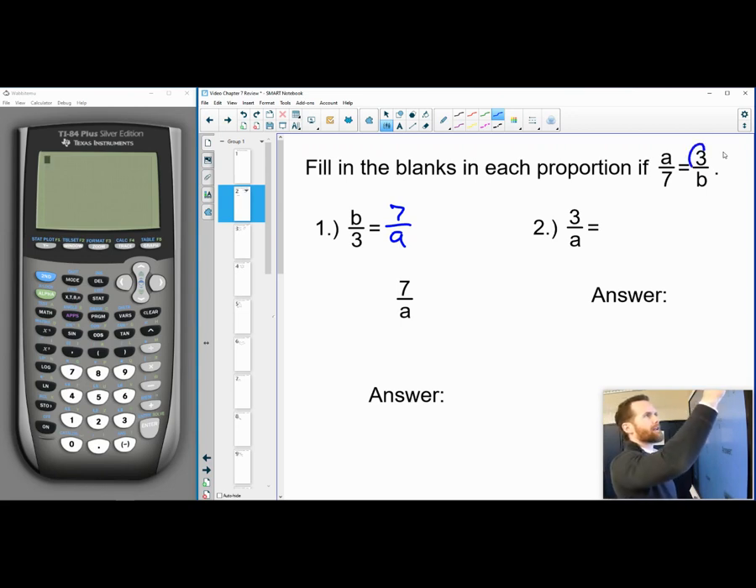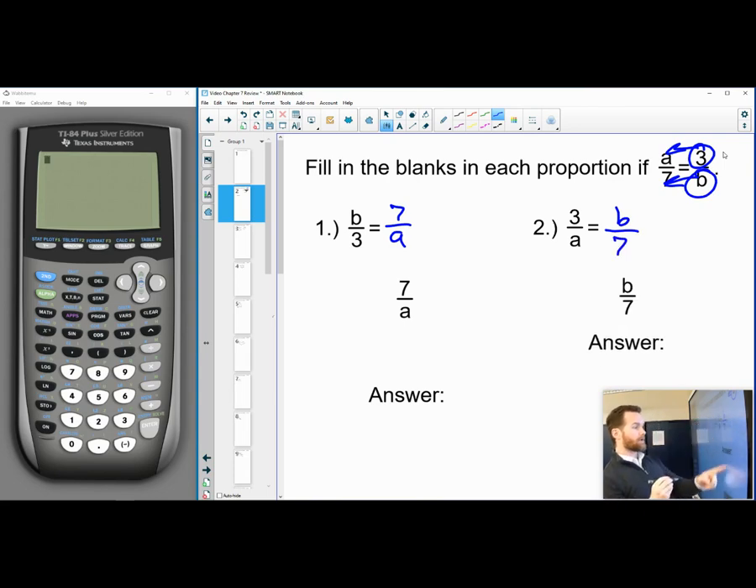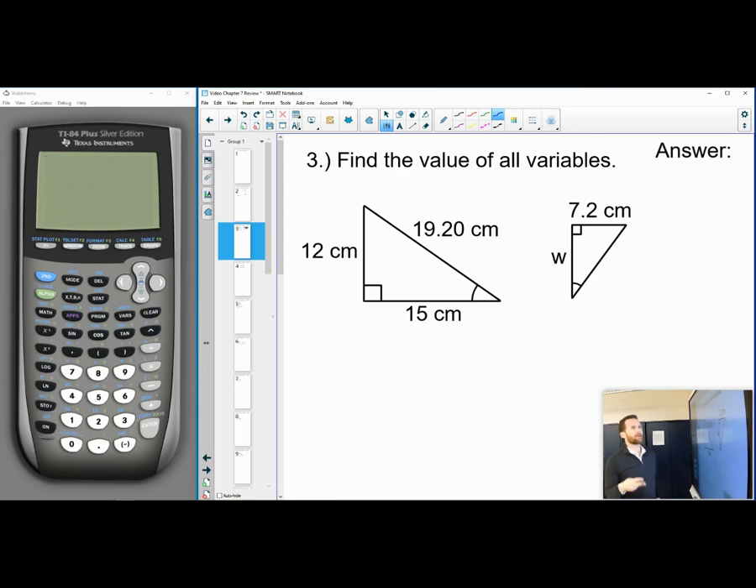And 3 over a, so that's 3 to a. We have to do the same exact pattern on the other side of the proportion, so that'd be b to 7. So we'll put b to 7 and check our answer. And there we go. All right, number 1 and 2 down. Take a look at number 3. Find the value of all variables.